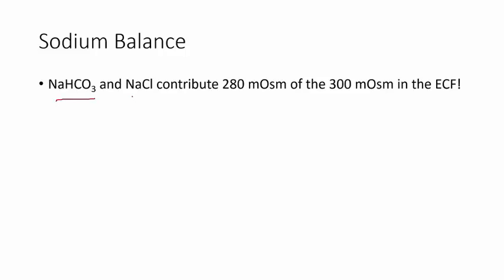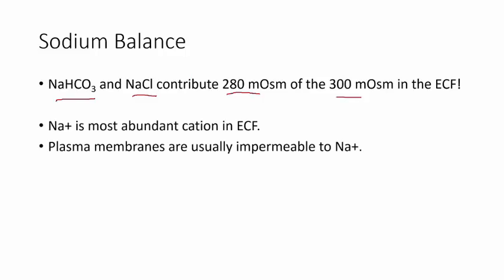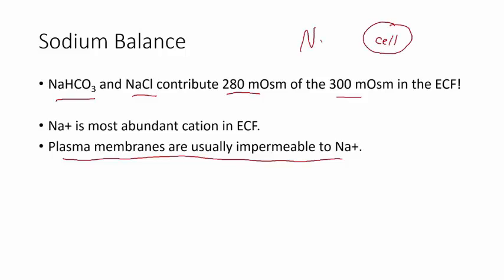Sodium bicarbonate and sodium chloride contribute to 280 milliosmoles out of the 300 milliosmoles in the ECF. Remember that sodium is the major cation in the ECF. And also remember that plasma membranes are usually very impermeable to sodium. So if this is our cell, here's our sodium out here. It wants to get in, but it can't because there's really not a lot of leak channels that are open without any sort of stimulus to let sodium in.